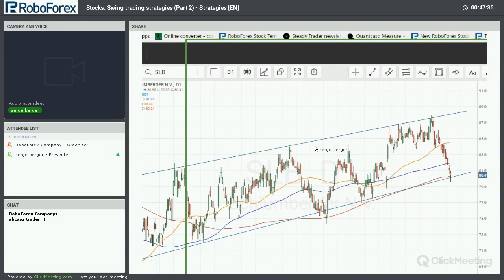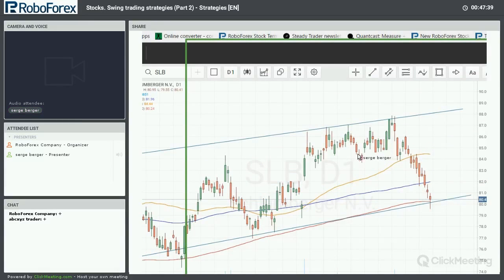So let's zoom in on this a little bit closer and see what we need to see in order for this to become a buy. Because right now, it's not a buy, it's just there. Well, what we need to see is some sort of buying pressure.